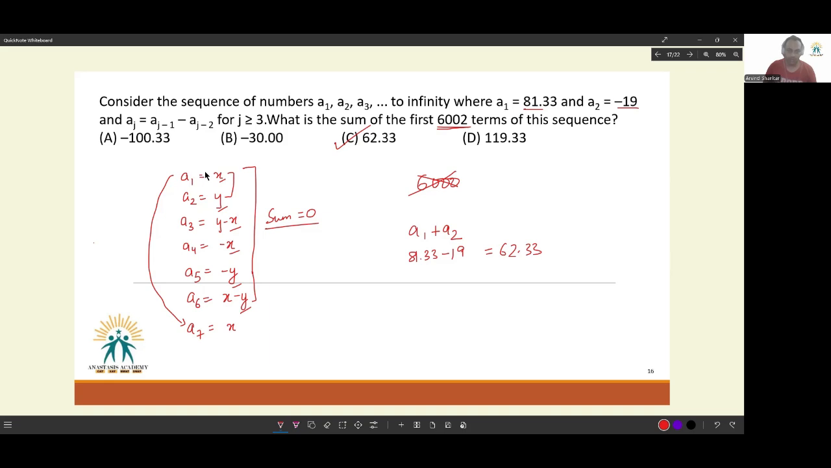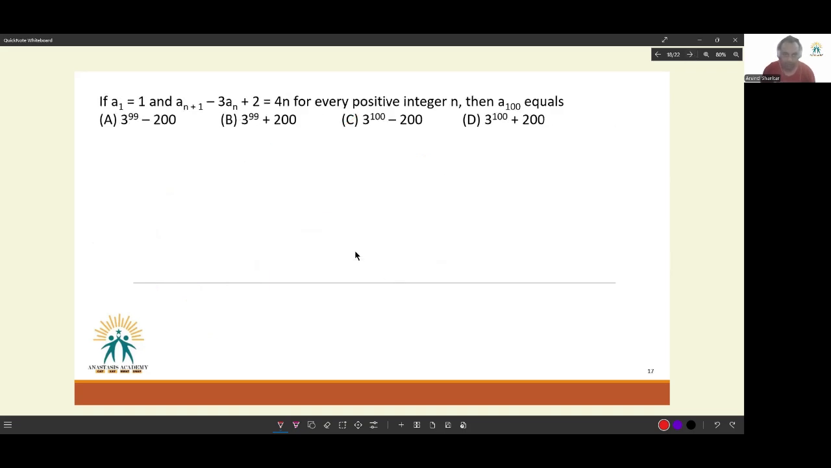Also, this series where terms start repeating after every iteration of 6 is a fairly popular series. I hope you have come across it in a lot of practice questions. Next question is another basic intelligence-based way of solving.